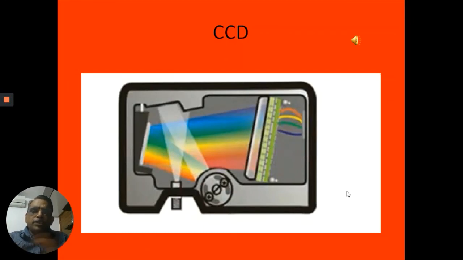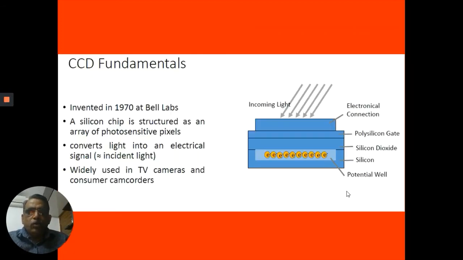CCD also gives the entire spectrum in one measurement, like the photodiode array detector that you are looking at. But what are the fundamentals of the operation of the CCD? If you look at it, CCDs were invented in the year 1970 by Bell Labs. It is a silicon chip structured as an array of photosensitive pixels, and you can use it.